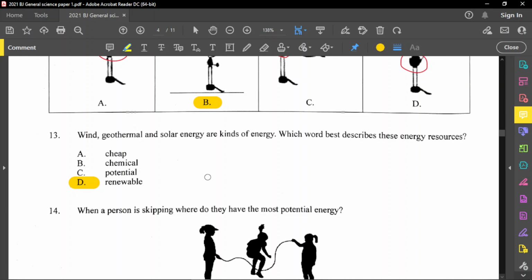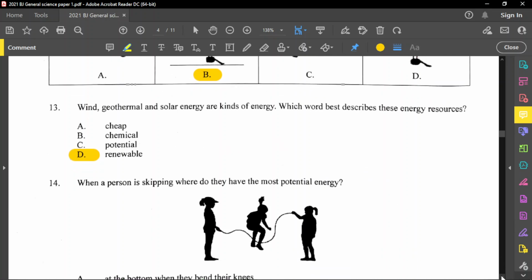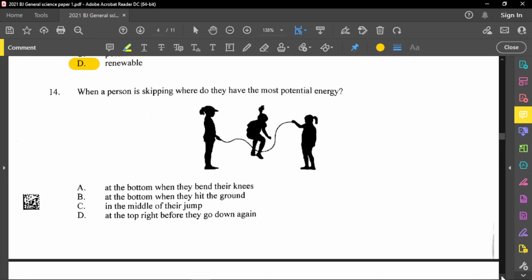All right. So let's go to number 14. Chemicals would be like oils and so on. But question number 14 is that when a person is skipping, where do they have the most potential energy? And what is potential energy? That's what you need to think about. Potential energy is based upon height. The higher you go, the higher the potential energy.